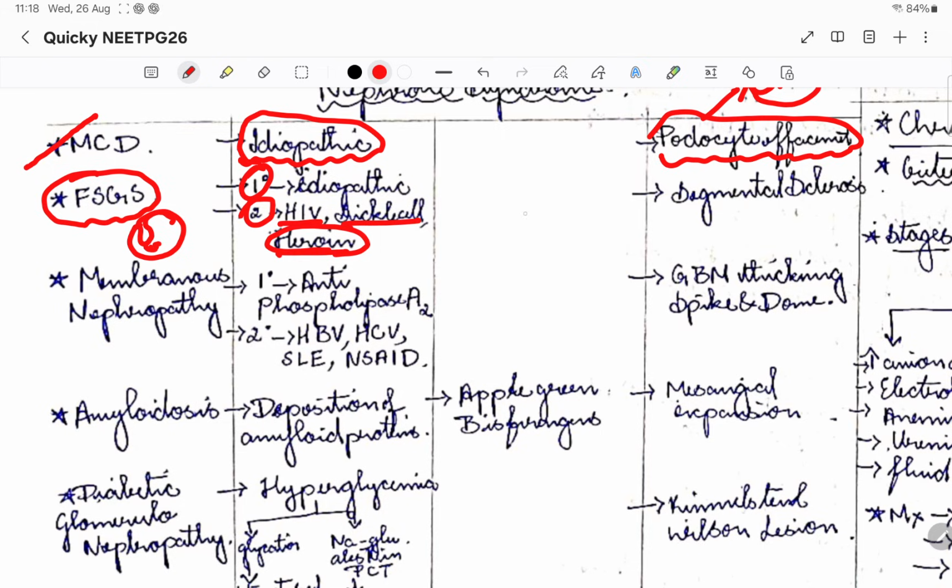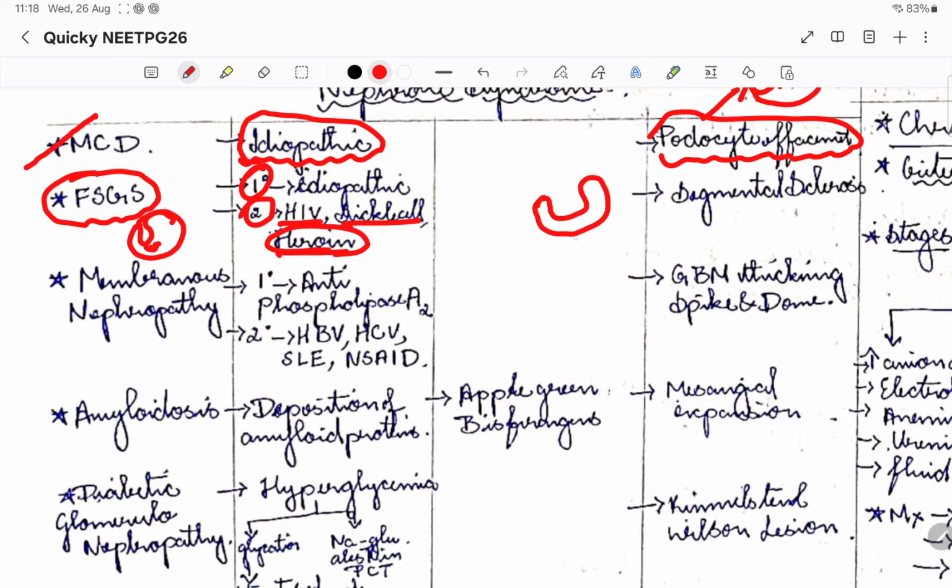So FSGS might occur. In nephrotic syndrome, immunofluorescence is not taken. The diagnosis is histopathology based. That is why if we are suspecting a case of nephrotic syndrome, we take a biopsy. Biopsy is done for nephrotic syndrome, and in long-term nephrotic syndrome cases, we will do a biopsy.